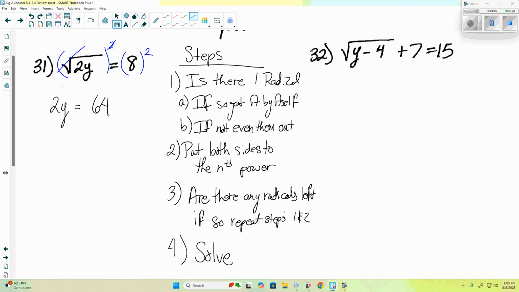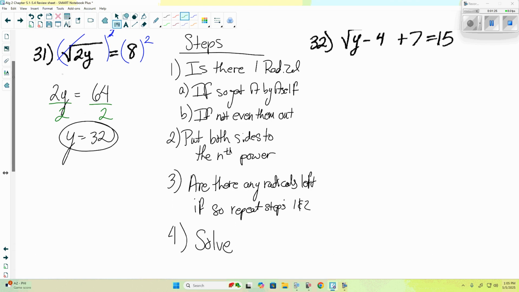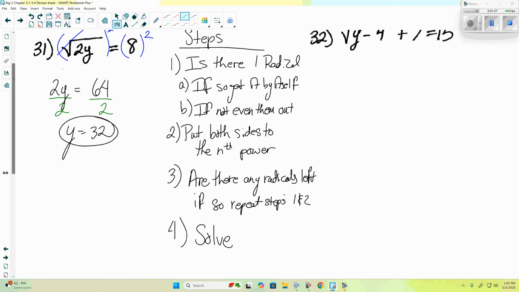So that takes care of steps 1 and 2. Are there any radicals left? No, so we just need to solve for the value of y. And to do that, we just need to divide both sides by 2, telling us y is equal to 32. Questions on these here?